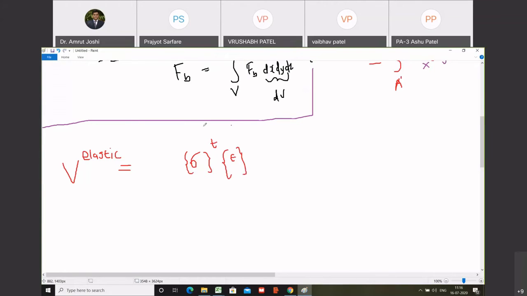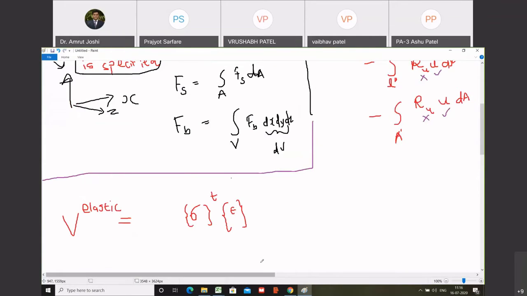Now you have to consider this is the case where all the stress components and strain components may prevail in general. So stress tensor will have sigma xx, sigma yy, sigma zz, tau xy, tau yz, and tau xz. And strain tensor is going to have epsilon xx, epsilon yy, epsilon zz, gamma xy, gamma yz, and gamma xz. Half stress into strain is strain energy stored per unit volume.